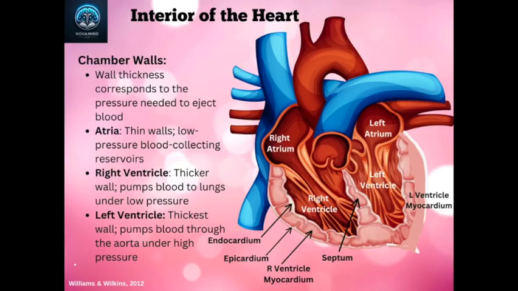The right ventricle has a thicker wall than the atria as it must pump blood into the lungs, but still under relatively low pressure. The left ventricle, on the other hand, has the thickest wall of all the chambers because it needs to generate enough force to push blood through the aorta and throughout the entire body, overcoming that high systemic pressure.